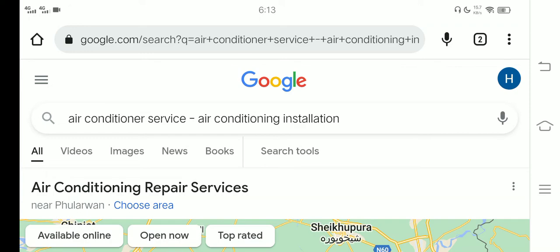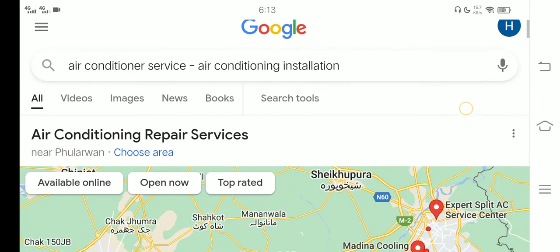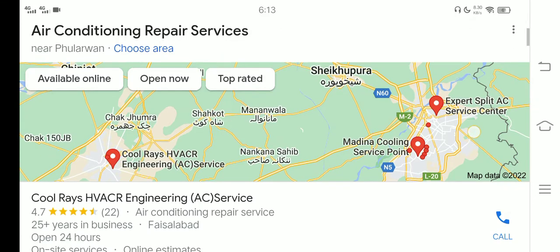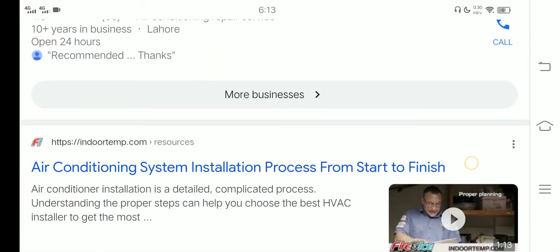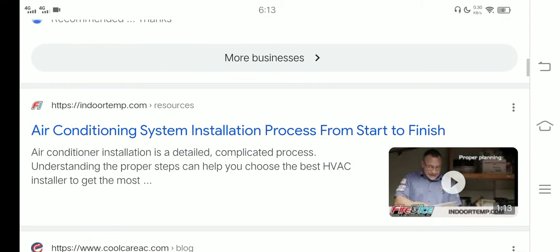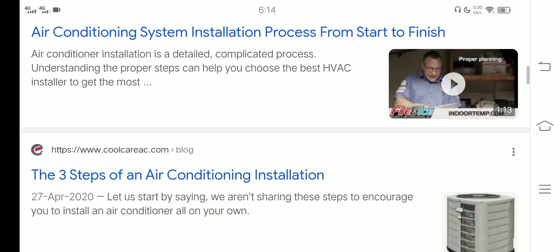Air conditioner services, air conditioner installation, air conditioner repair services, and air conditioning system installation process from start to finish. Air conditioner installation is a detailed, complicated process. Understanding the proposed steps can help you choose the best HVAC installer to get the most.